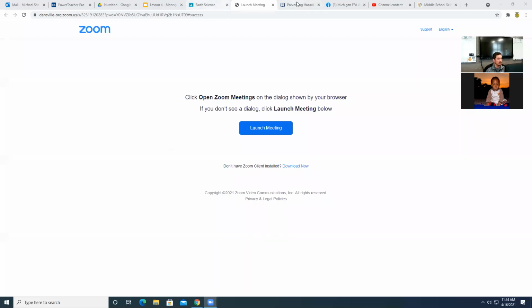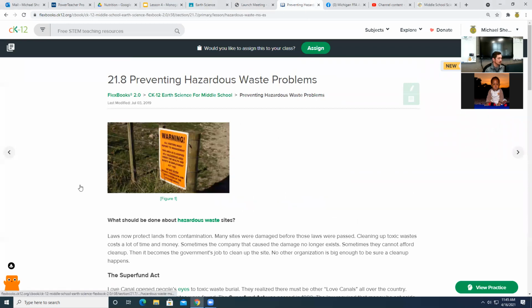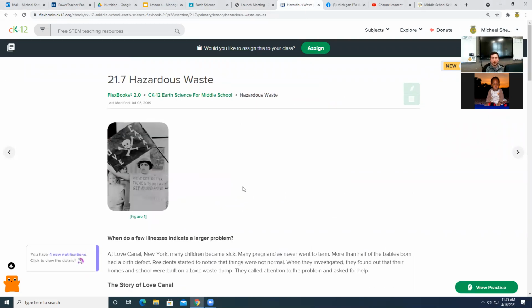Let's get right into it. Again, we are working on doing some background knowledge as it pertains to our summative, where we will be focusing on one piece of land and what natural resources we can harvest from that land to generate income, and how we can do that in a sustainable way that's not hurting the environment.